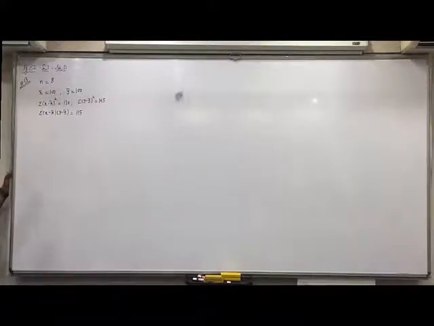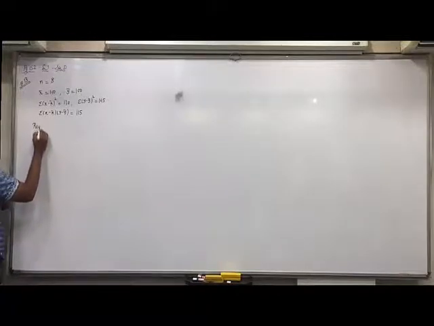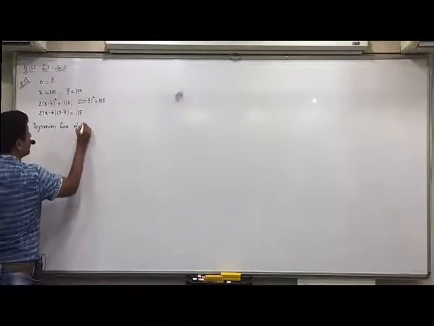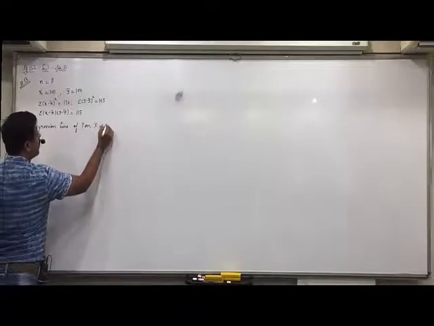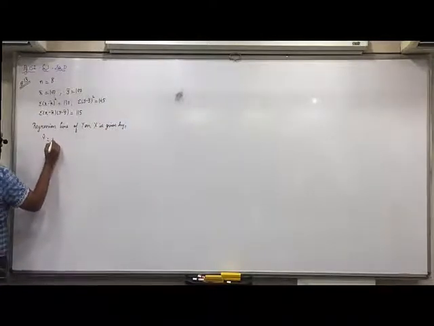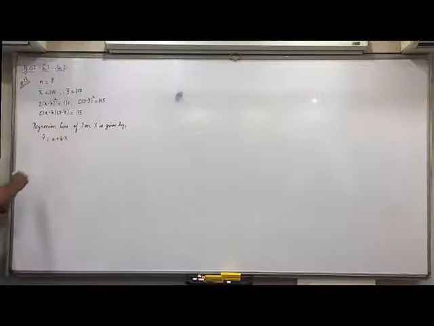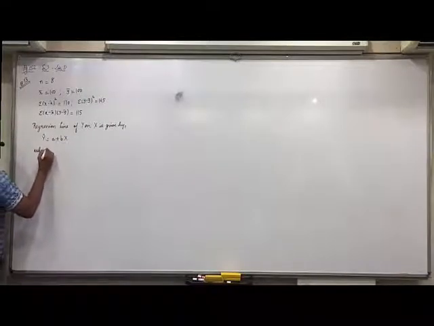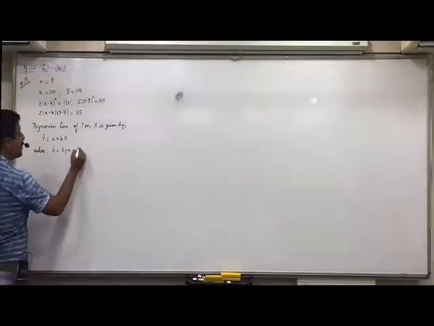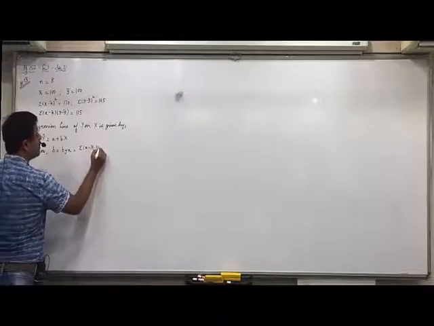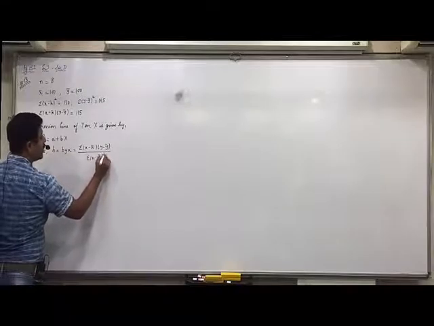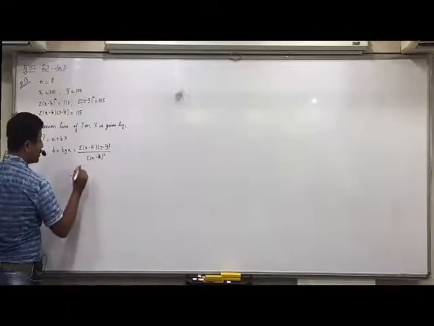So, for regression line of y on x, y cap is equal to a plus bx, where b is equal to byx. Therefore, b equals sigma x minus x bar into y minus y bar upon sigma x minus x bar whole square. Sit down.